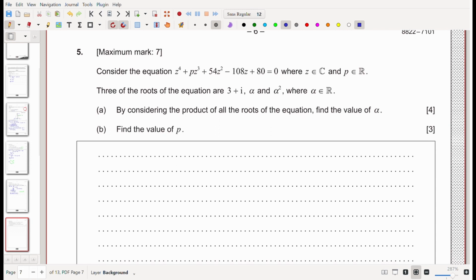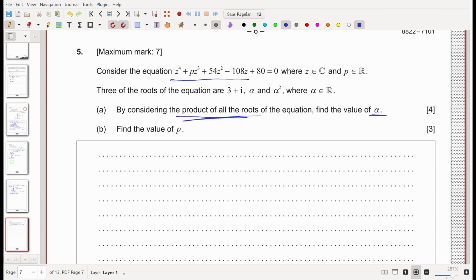Moving on to question number 5, we are given a complex polynomial, and we are asked to find various parts. We're starting off by finding the value of alpha, considering the product of roots. For this, you need to know Vieta's equations, which are given in the data booklet. It states that the product of roots is equal to e by a, which is the constant by the coefficient of the highest power of x. So this is 80 by 1, which is equal to 80.